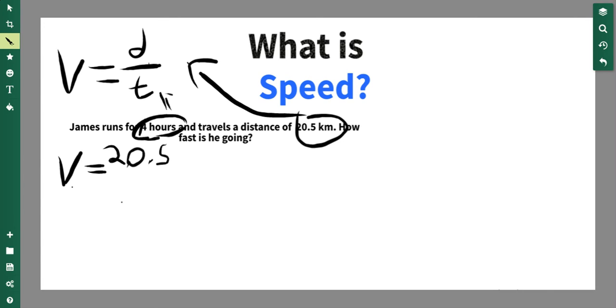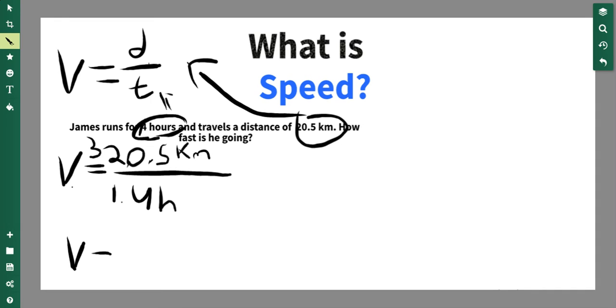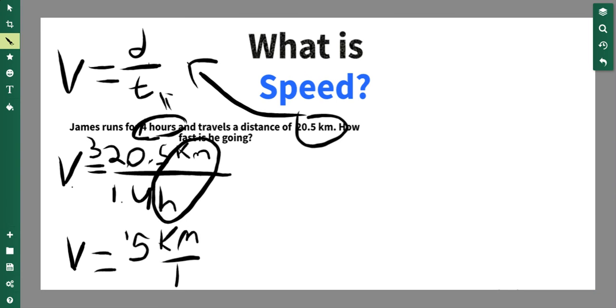20.5 kilometers over 4 hours. And if you do the math, that comes to 5.125. We have to remember about sig figs, significant figures, which we've done in one of our videos. So this has a sig fig of 3, this is a sig fig of 1. So our answer must be in 1 sig fig. So that must mean it's 5. And also make sure you put the units together. Nothing cancels out, so they just go together: kilometers per hour. So now we know that James' average speed is 5 kilometers per hour.